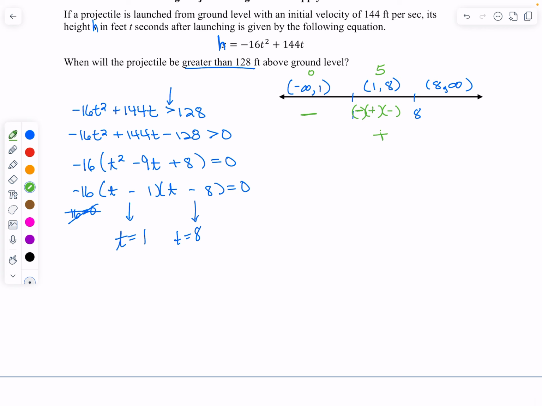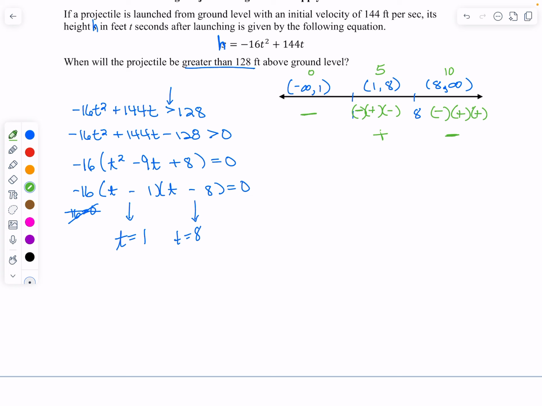Let's do the next one. Again, I always have my negative. So that's going to be there. I'm going to plug in 10 just because I like 10. So 10 minus 1, that's going to give me a positive number. And then 10 minus 8, that's going to give me a positive number. So anything that I plug in bigger than 8 is going to give me a negative number.